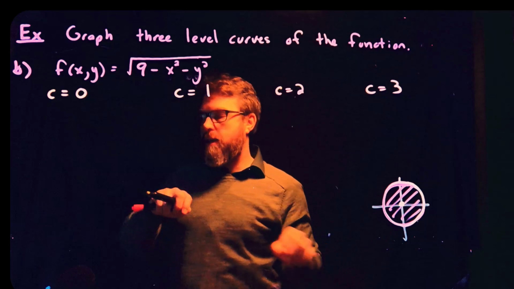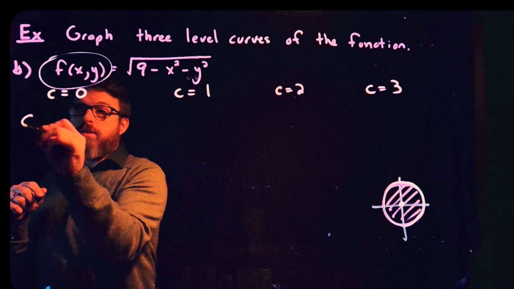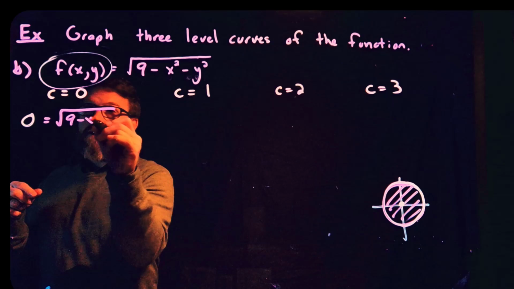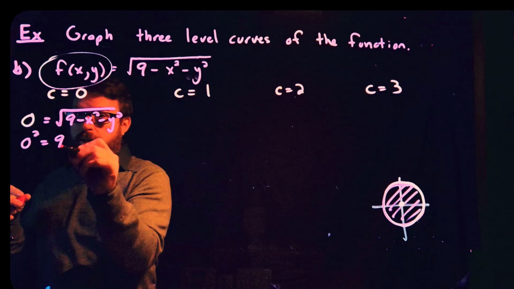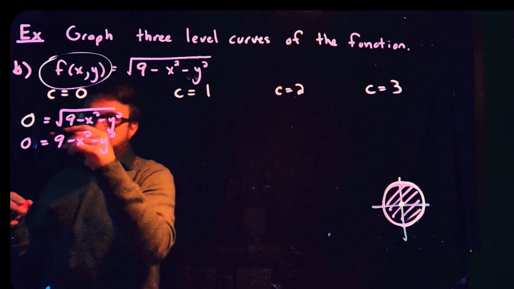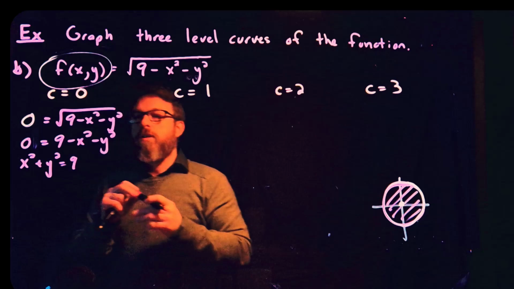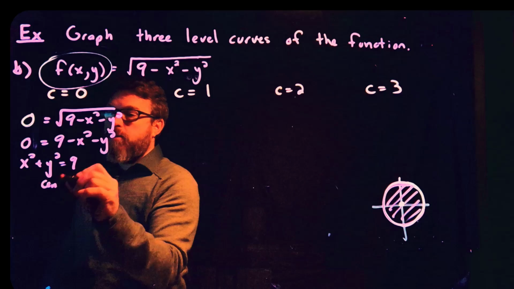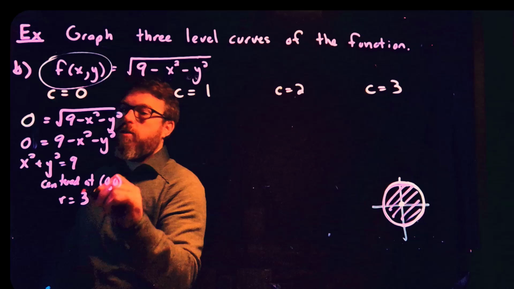All right, so when c is equal to 0, remember, we're just setting that equal to a constant. So 0 is equal to this square root of 9 minus x squared minus y squared. So squaring both sides, 0 squared is equal to 9 minus x squared minus y squared. And 0 squared is 0. So adding x squared and y squared to the other side, x squared plus y squared is equal to 9. When things look circular, solve for that circle. So this is a circle centered at 0, comma 0 with a radius equal to 3.